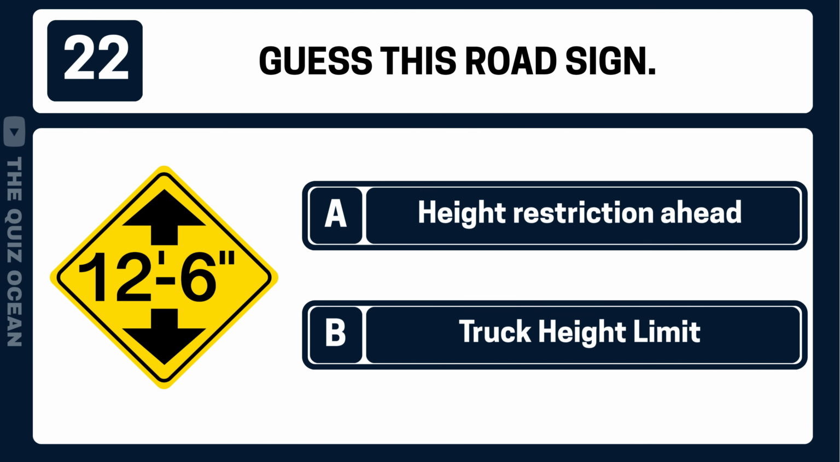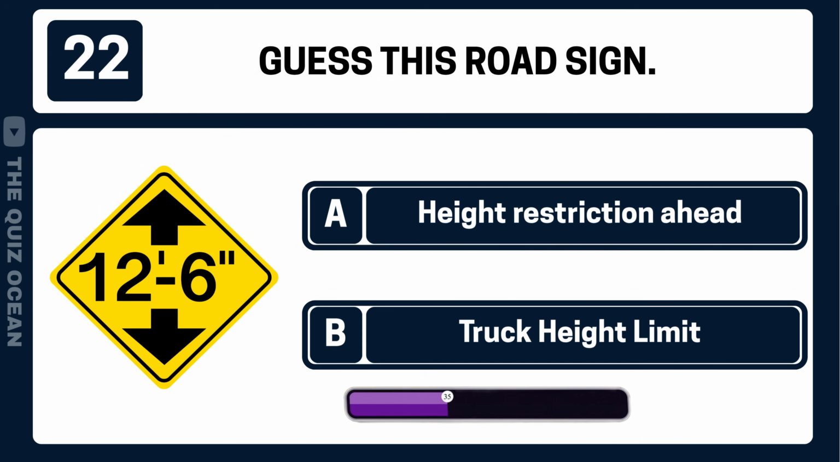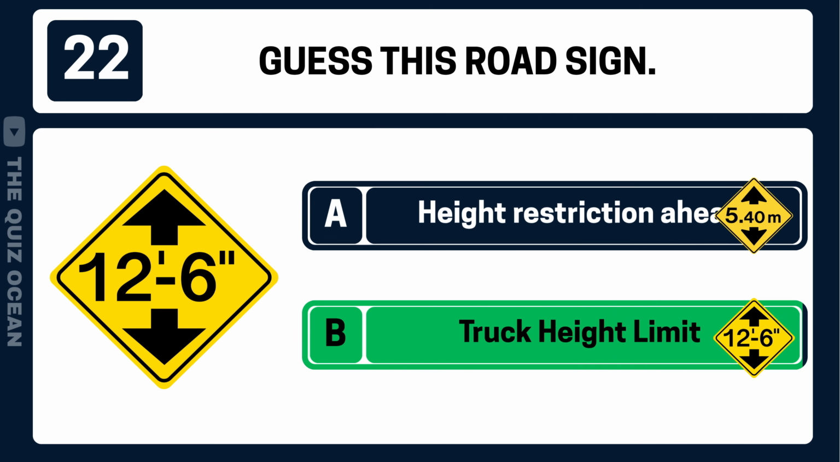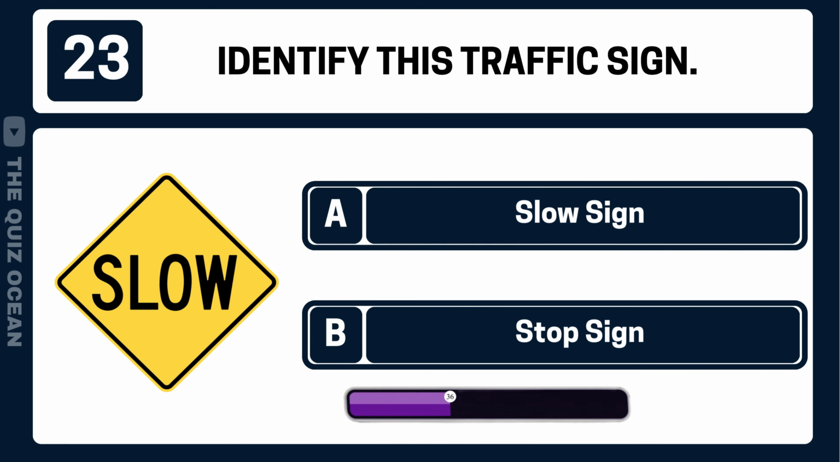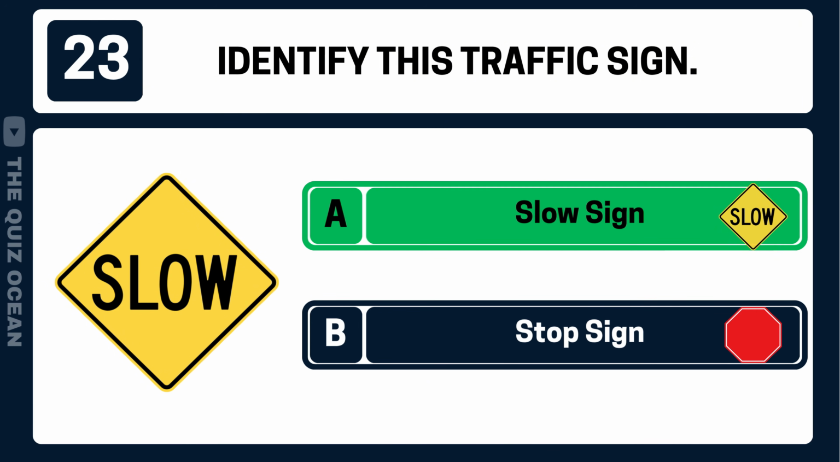Guess this road sign. A. Height restriction ahead. B. Truck height limit. Excellently. It is the truck height limit sign. Identify this traffic sign. A. Slow sign. B. Stop sign. Perfect. It is the slow sign.